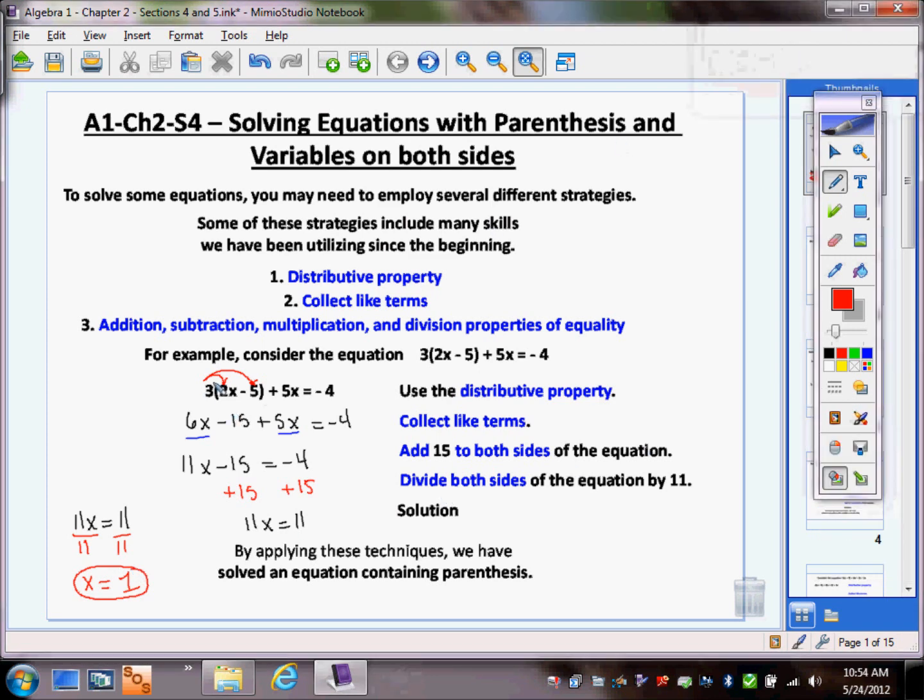Important thing to remember is whenever you see parentheses, you have to do the distribution first. And then if you have a situation where you have like terms, then you collect all your like terms second, then you solve the equation in a normal way.